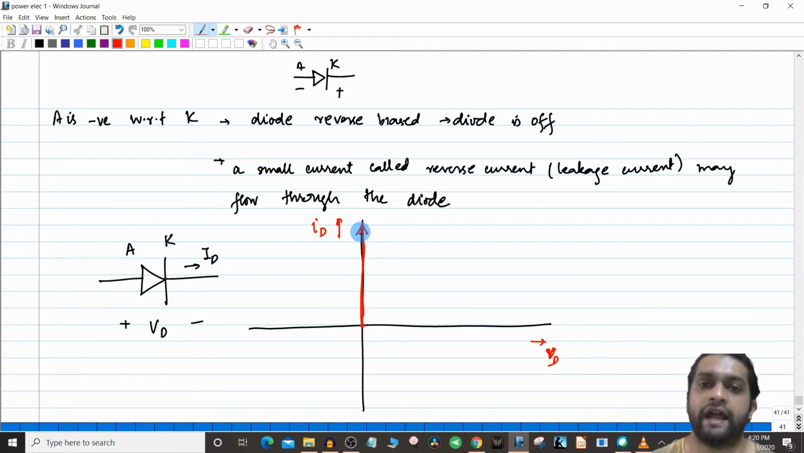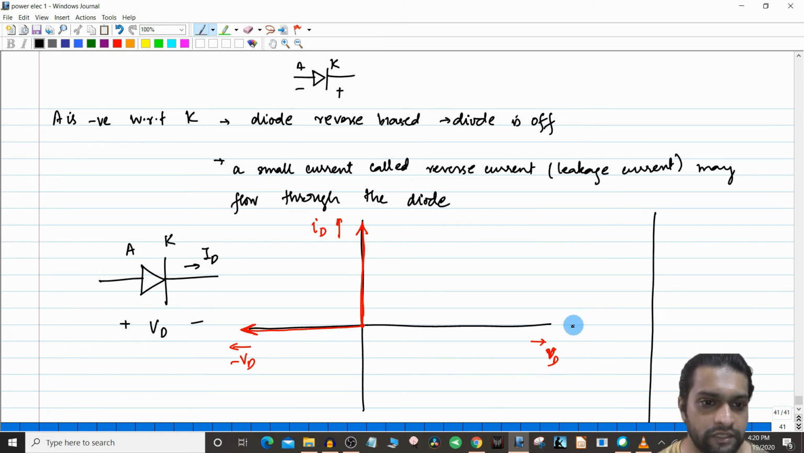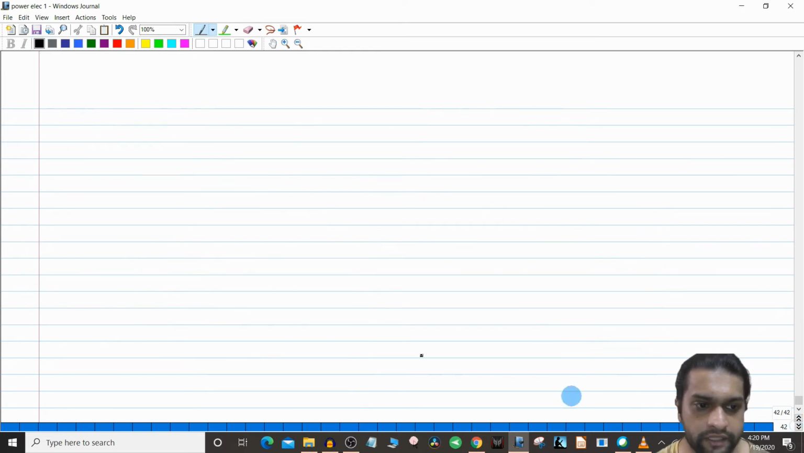And in an ideal case, however much reverse voltage I apply, that means this is positive voltage Vd, and if I apply a negative voltage Vd, however much negative voltage I apply, the current should not flow in an ideal case. Whatever Vd value I apply in this negative direction, it should not give any current. So in the ideal case it should be like this. But you know that all cases are not ideal. We are talking about practical switches now. So we'll draw it on the next page.